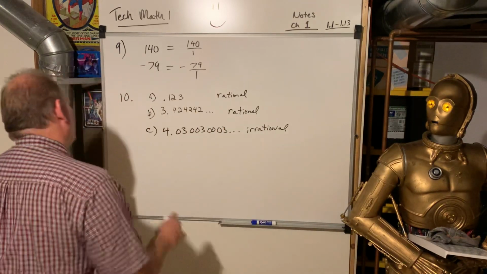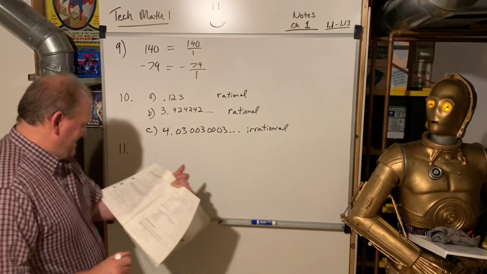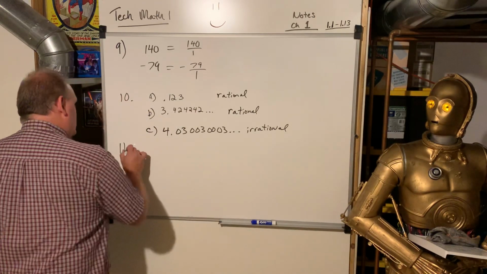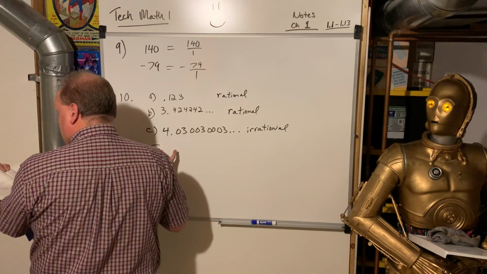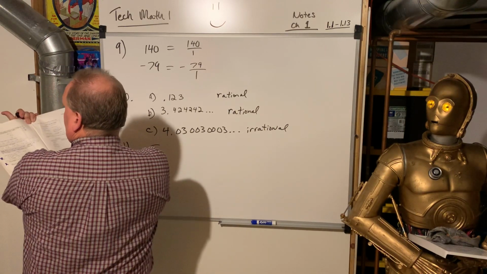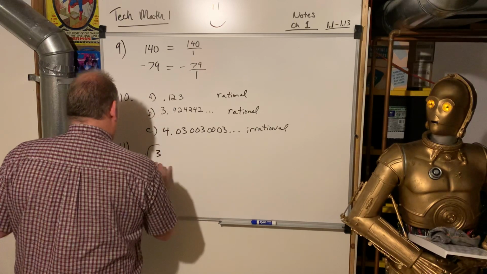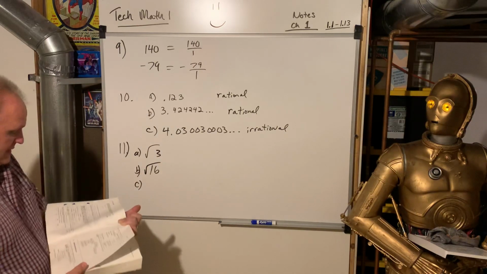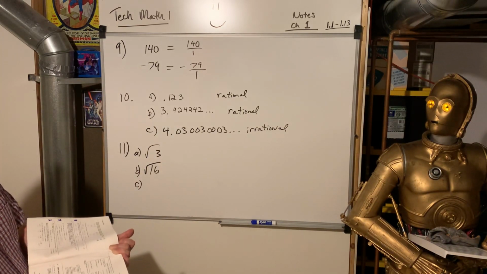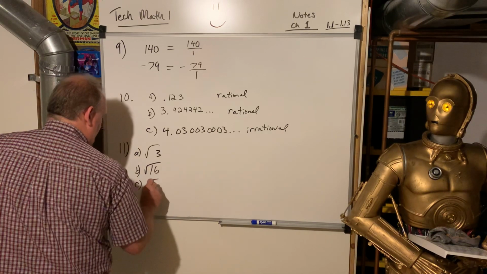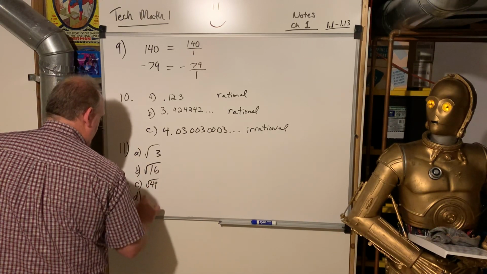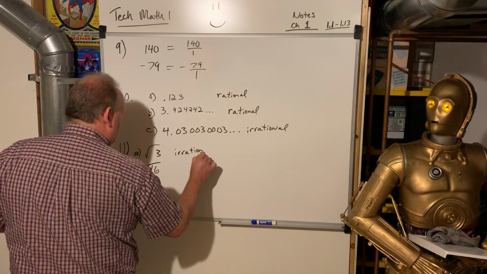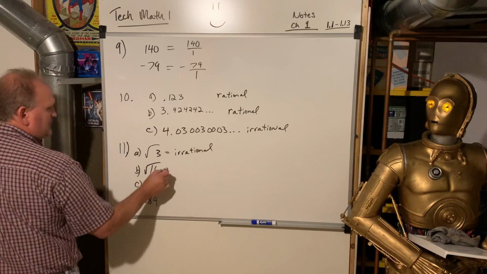All right, so 11. Let's look at 11. We got, say whether each number is rational or irrational. And so now they want you to use your calculator: the square root of 3, the square root of 16, the square root of 49, and the square root of 89. So this one's irrational. That's a non-terminating, non-repeating decimal. If you do the square root of 3. Square root of 16, that's just 4.